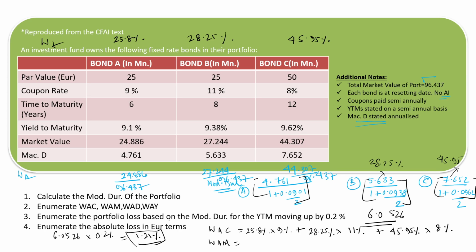Now, to calculate the money duration, simply multiply the portfolio value, which is 96.437, into 1.21%, which is equivalent to 1.67 currency units.